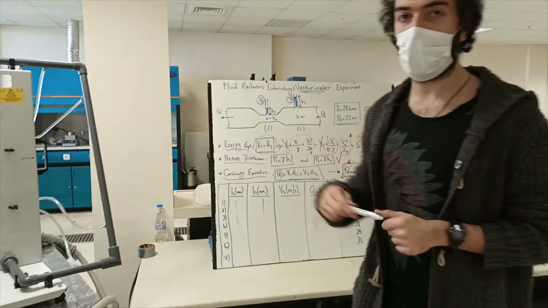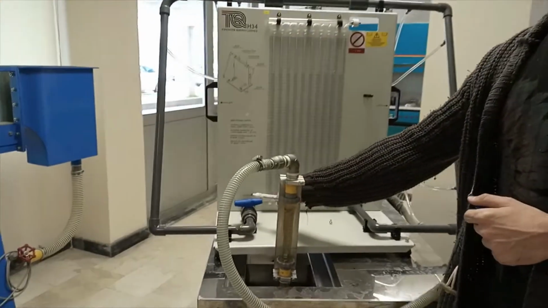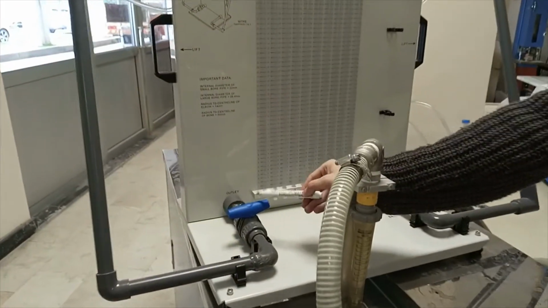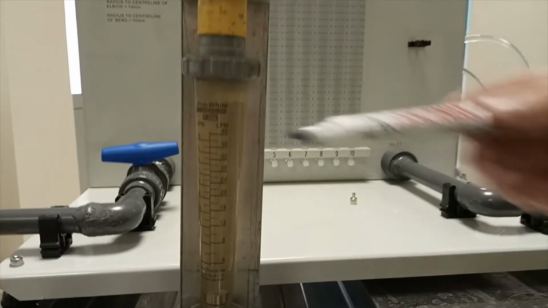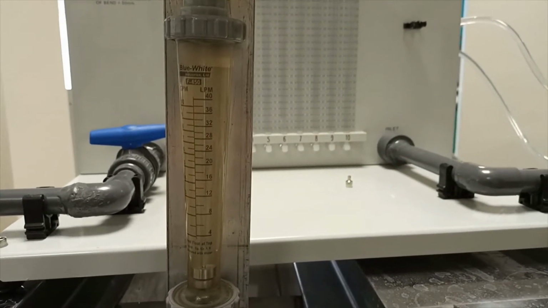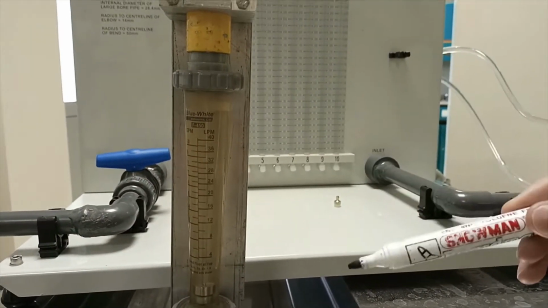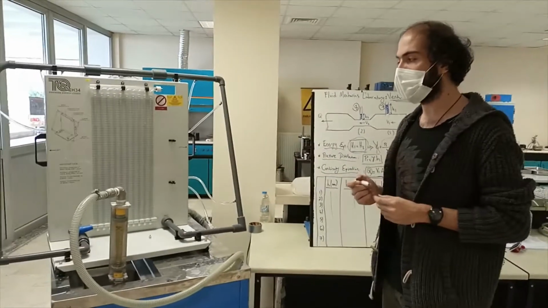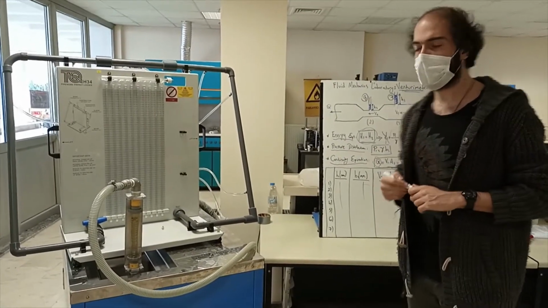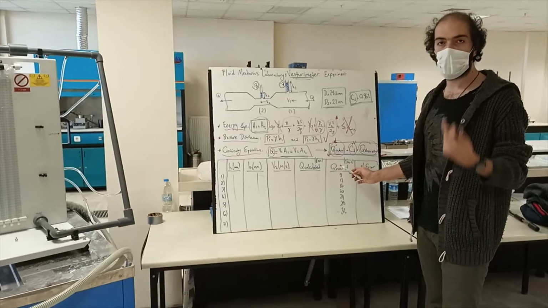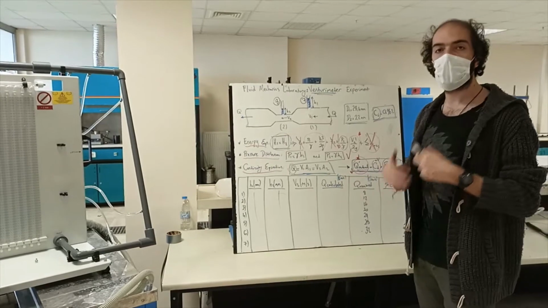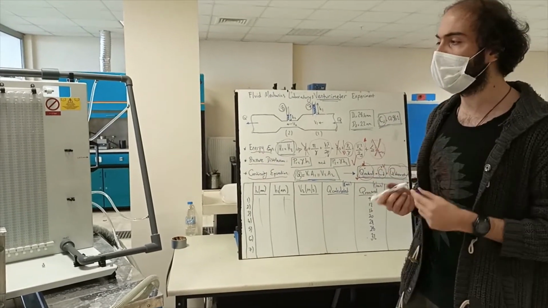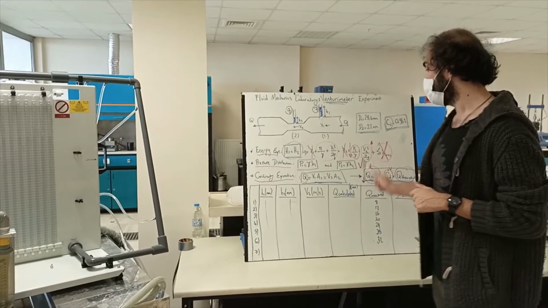And what about the Q values? The Q values are arranged from this blue valve. We will arrange the Q values, and then we will read the values of the discharges from here. The unit of the discharge in this experiment will be liters per minute. You will use liters per minute, not cubic meters per second. Therefore, you have to convert this value into cubic meters per second in your calculations. Don't forget to convert the Q into cubic meters per second.